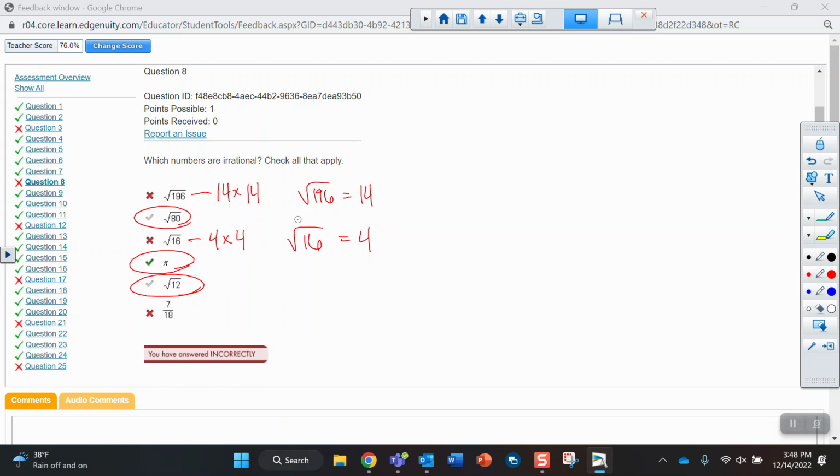The reason why perfect squares are rational is because you can write them over 1. So I can write both of these numbers over 1, 14 over 1 and 4 over 1, and that makes them rational because they can be written as fractions.